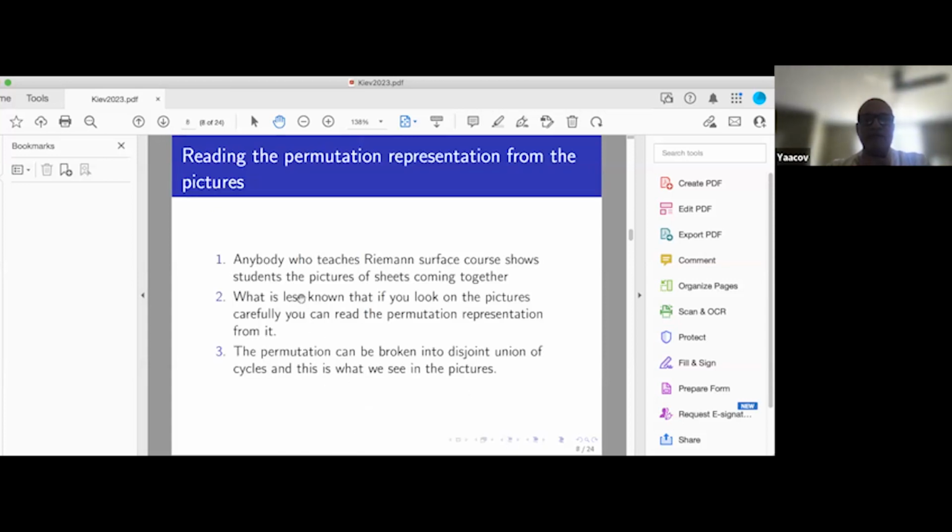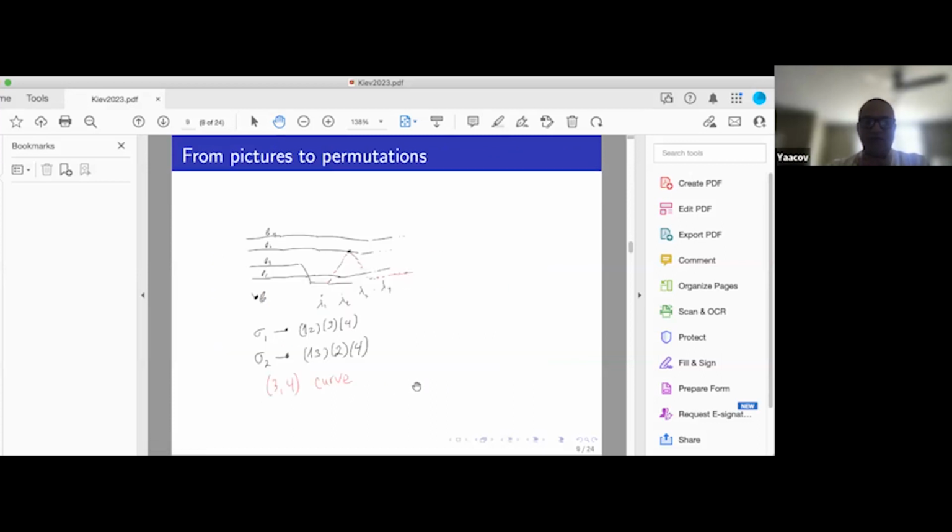Now, anybody who teaches a Riemann surface course shows the students pictures of sheets coming together. But what is less known is that if you look at the pictures carefully, you can read the permutation representation from it. And how do you do that? The permutation can be broken into a disjoint union of cycles, and this is what we see in the picture. So here's an example of that. And this is not a hyperelliptic curve. So here's your base point B, and you have 4 sheets, B1, B2, B3, and B4. And you have 2 branch points here.